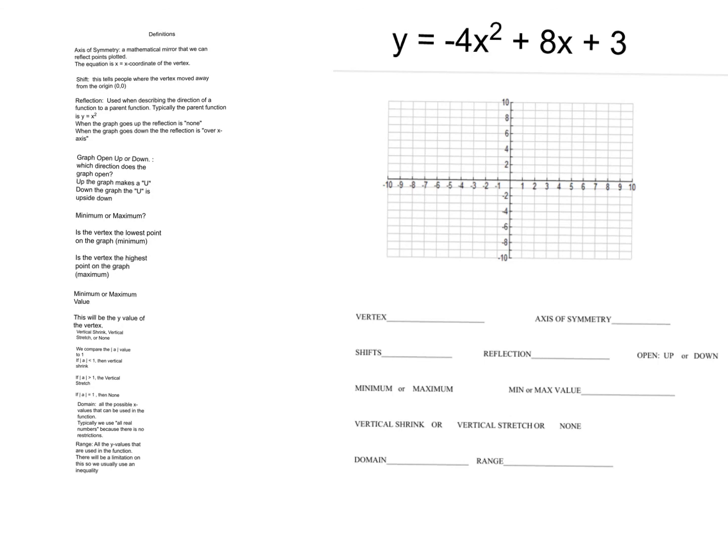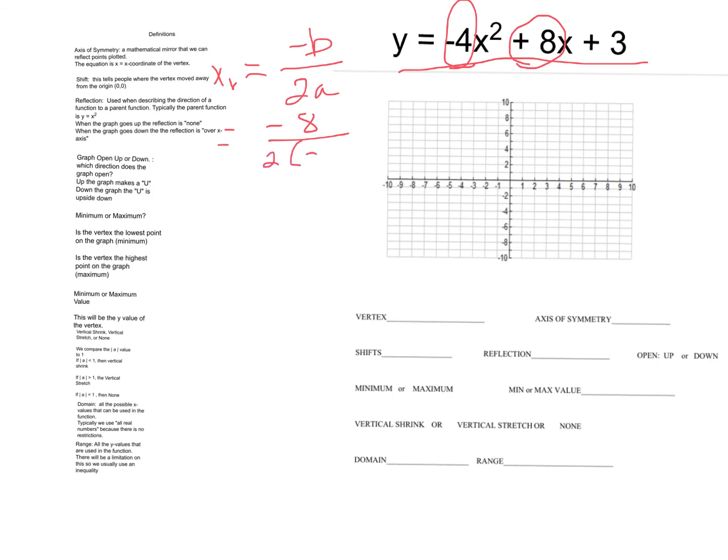Alright, so first thing I notice, my equation is in standard form, which means to find the vertex, the x-coordinate is negative b, all over 2a. So again, here's my b, here's my a, so here we go. Vertex equals negative b, so negative 8 all over 2 times negative 4. Negative 8 all over negative 8 is 1. So my x-coordinate of the vertex is 1.